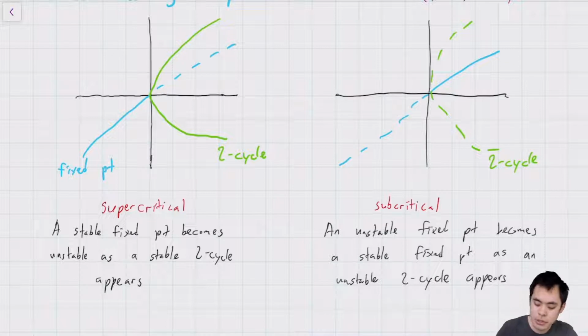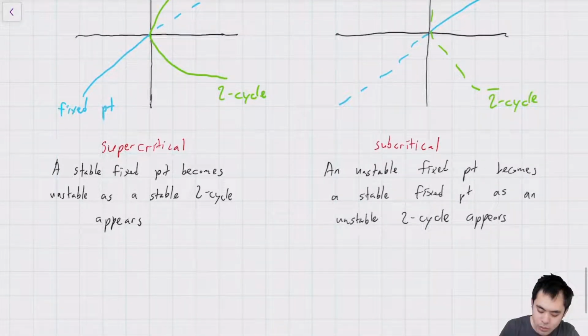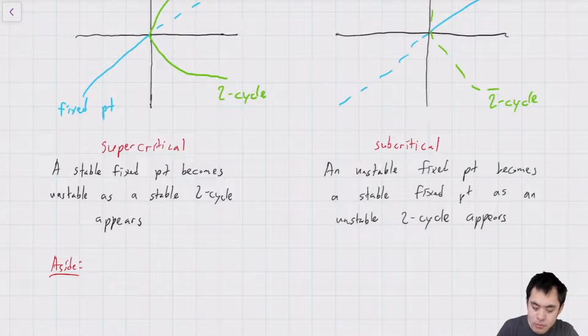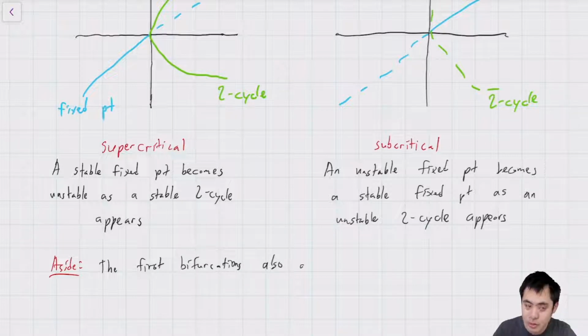And so we saw this earlier, but I should mention and write down my aside that the first 3 bifurcations, those 3 types, also appear in differential equations.